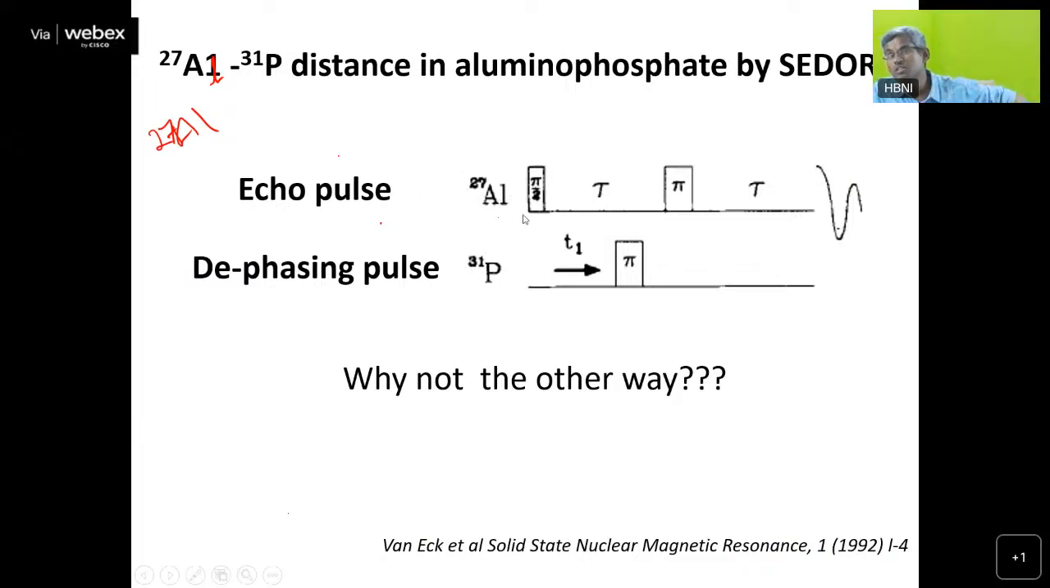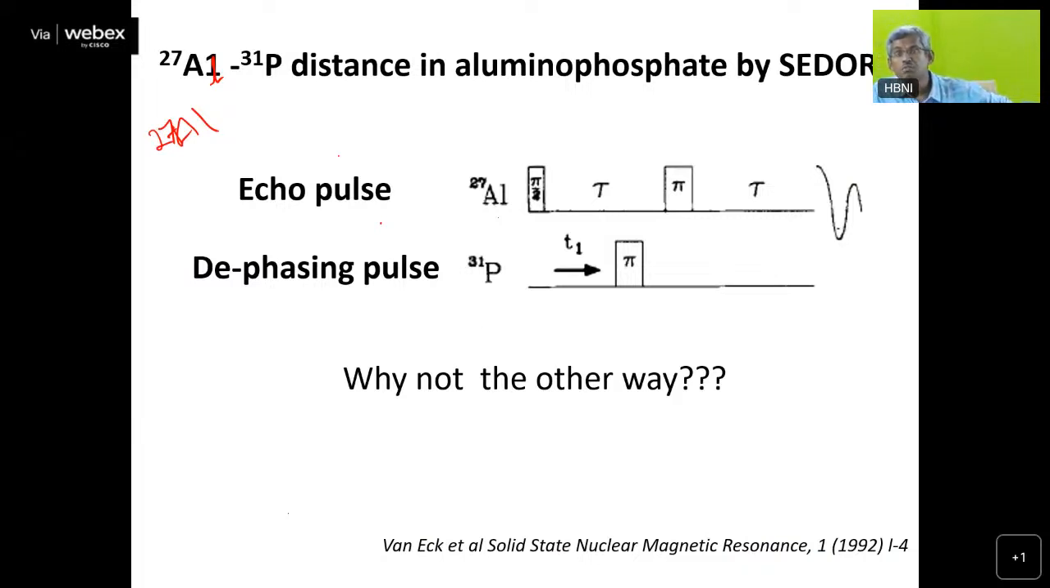What is a quadrupolar nucleus? We will discuss it probably toward the end of this class, or maybe in the last lecture, or maybe after that, if required. Aluminium 27 has a spin value of 5 by 2. Nuclear spin is 5 by 2, whereas phosphorus 31 has a nuclear spin of half.